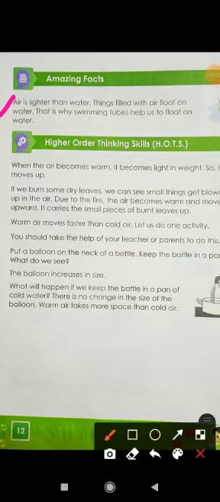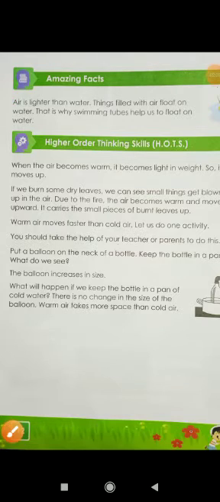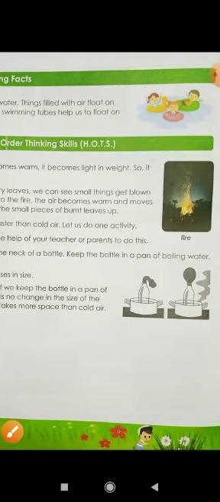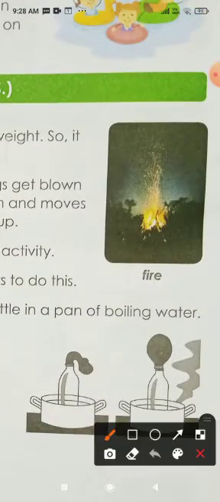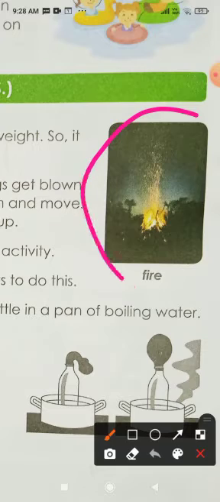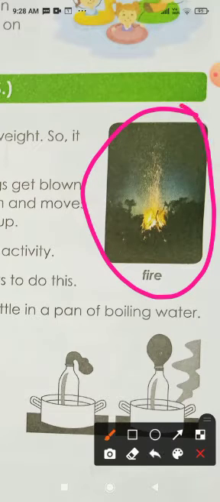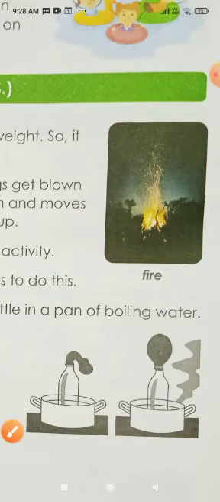Now, can you see this picture? Yes, there is a fire in a jungle. What all can you see here? Small particles floating upward, going up, right? Now let us see what they are saying about this picture. Okay, kids? Come on.